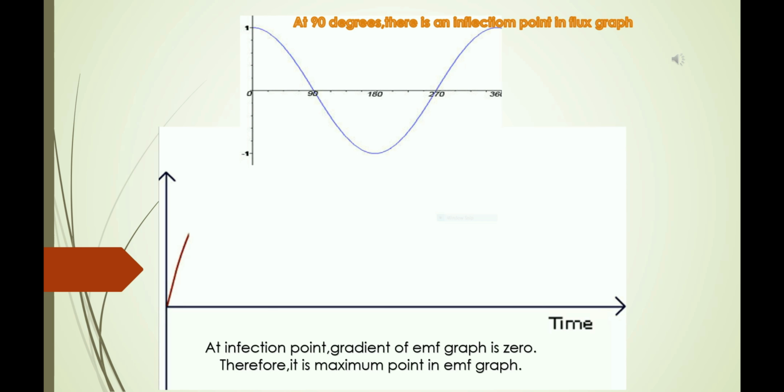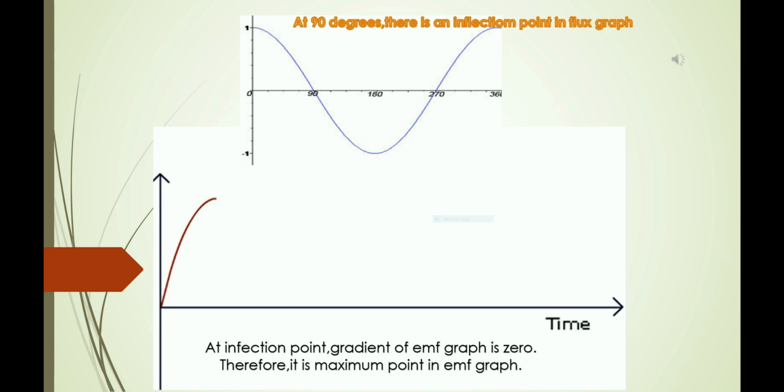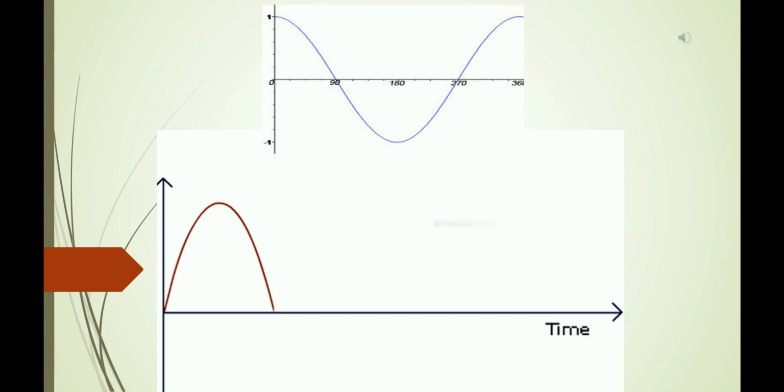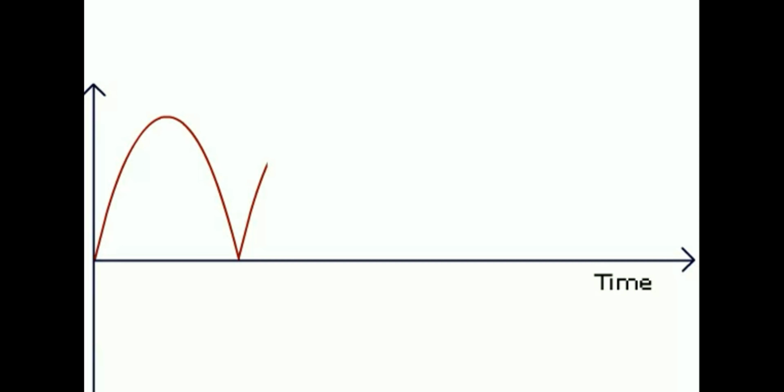Then at theta equals 90 degrees in the flux graph, we can see that this is an inflection point, which is the change in concavity in the flux graph. We'll then translate this into the maximum point when plotting the EMF graph. After that, on the flux graph, we can see that the value of the gradient is slowly decreasing, so the EMF graph will have a declining slope after joining the points together.